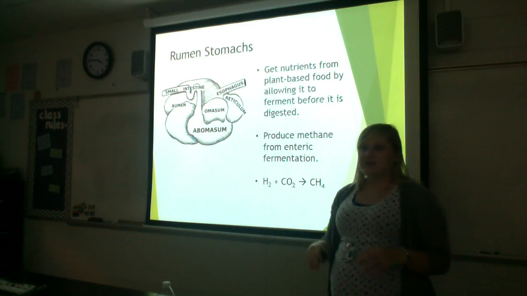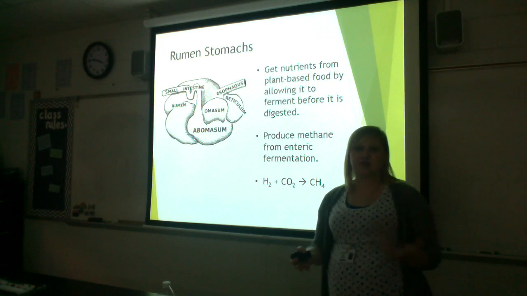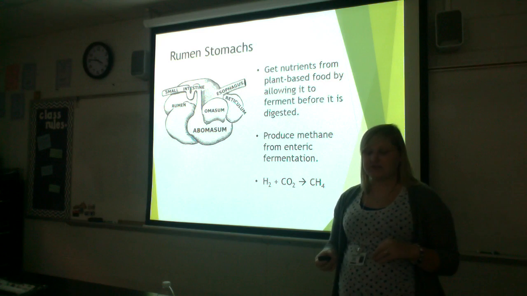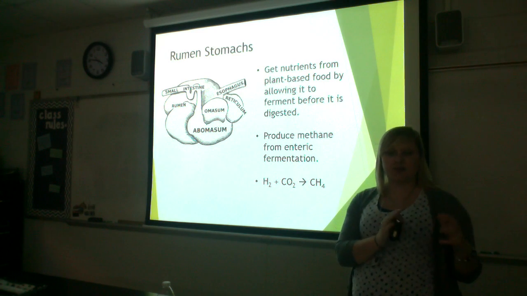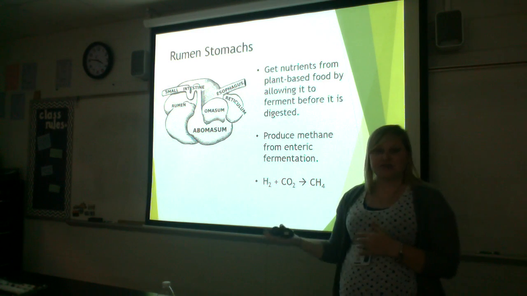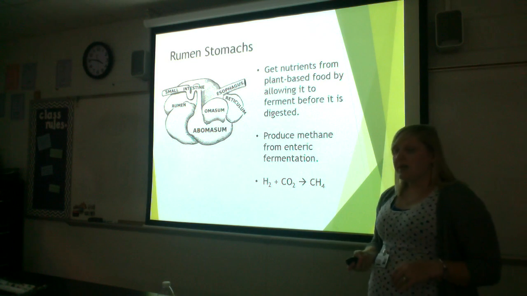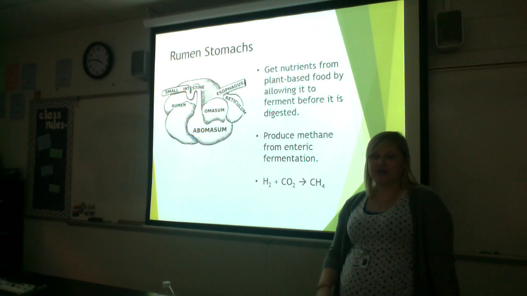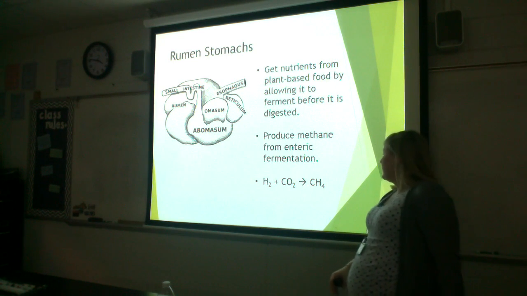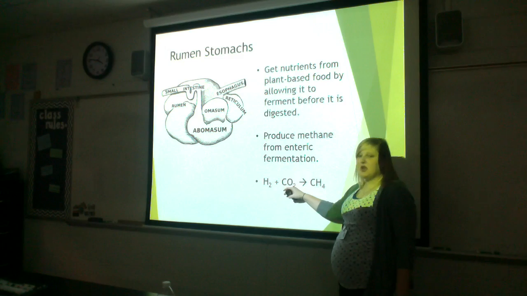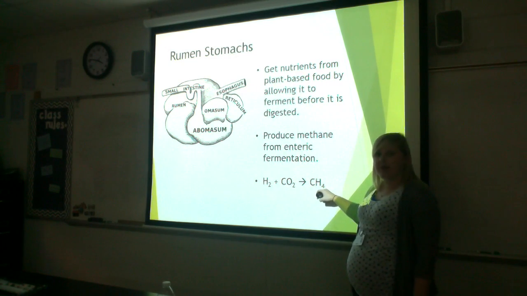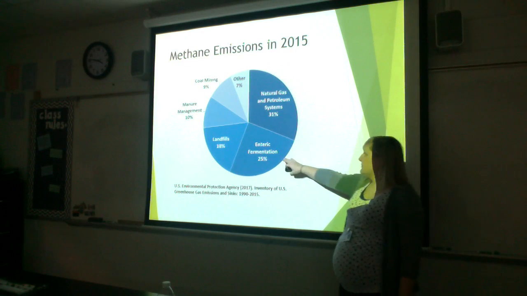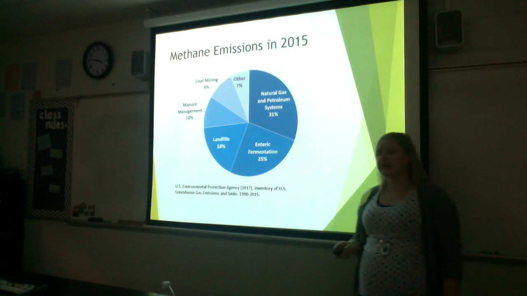What happens with these animals is they only eat plants, and when they eat the plants, they are able to get their nutrients because it ferments in one compartment of their stomach before it is digested in the other part. And when this happens, they produce methane, and that process is called enteric fermentation. Basically, the chemical reaction is hydrogen and carbon dioxide making methane. And that is the methane that is providing the 25% of the enteric fermentation.